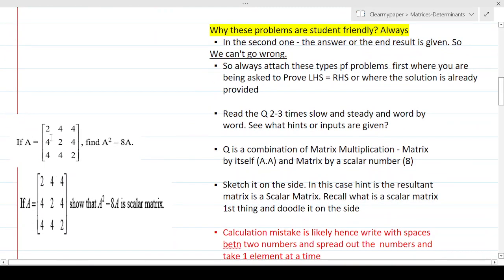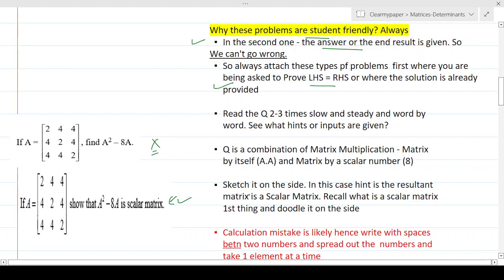So I've copied both the problems in the exact words for the benefit. And like I said, some of these things are repetition, but just a friendly reminder. This kind of problem, this one in specific, could be a student-friendly problem because the answer or the end result is given. So we can't go wrong in this. So always attack those problems where you have been asked to show LHS is equal to RHS or the solution is already given. This is good to go.